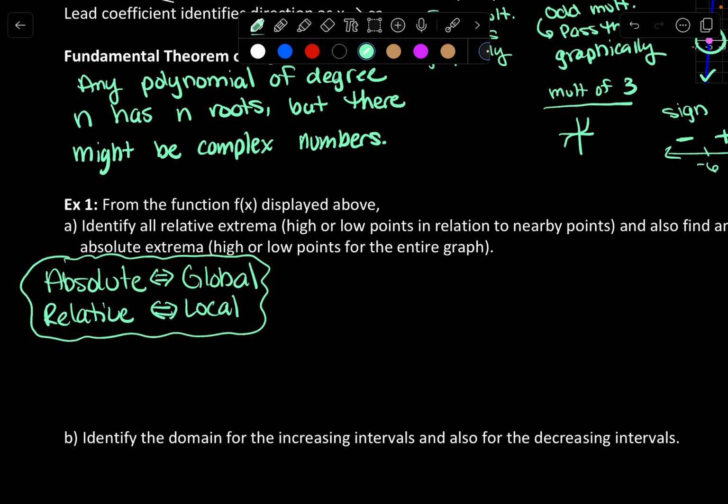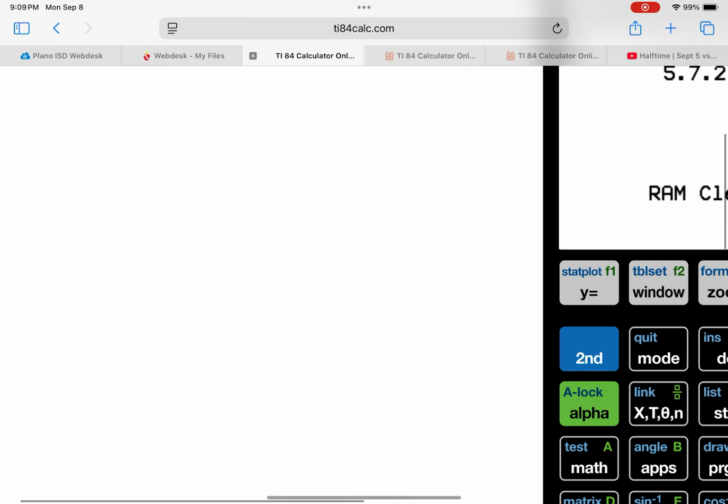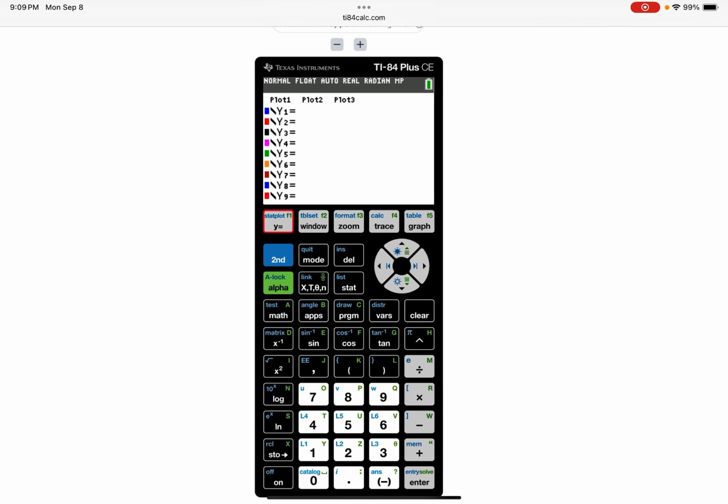So we can use the calculator for this. So I'm going to switch to here. All right, I'm going to go ahead and plug in my function. And in the notes for the top of it, it was negative x to the fourth minus 2x cubed plus 24x squared.